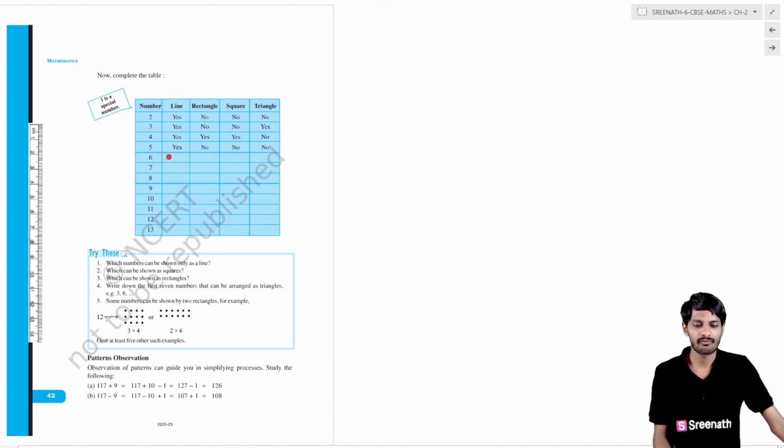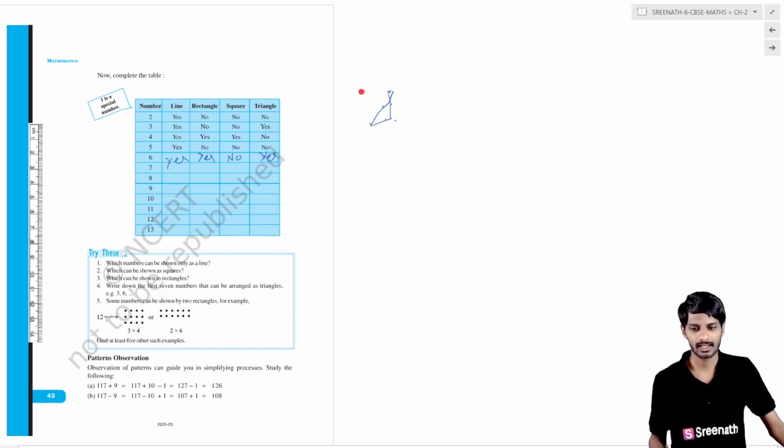Suppose for 6, a line is possible, and for 6 a rectangle is also possible. So yes. For 6 you can write a square? 1 2 3 4 5 6. No square, only a rectangle, so no. Using 6 you can write the triangle. If you try 1 2 3 4 5 6, the triangle is possible with 6. So yes. Like that you have to fill in the other diagrams and numbers. That is one type of pattern.